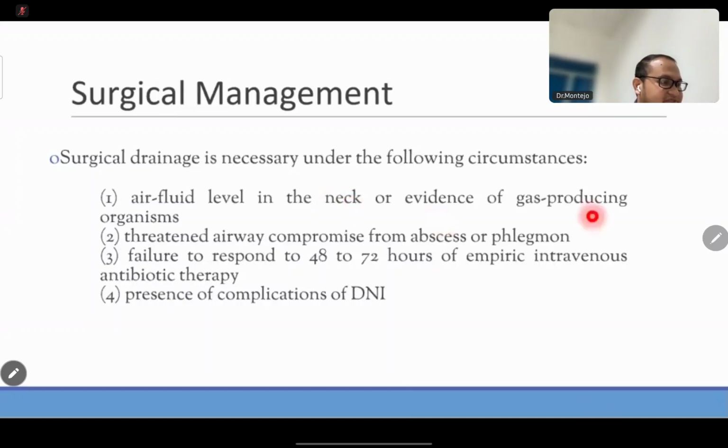So when do we do our surgical management? These are 4 circumstances lifted from Cummings. One, if you have an air fluid level. This air fluid level in your imaging would indicate a gas-producing organism. This type of organism would really have a high tendency to infect or to reach other deep neck spaces. Second, threatened airway compromise from abscess or phlegmon. Third would be failure to respond to the trial of empiric IV antibiotics. And fourth would be the presence of complications of your deep neck infection.